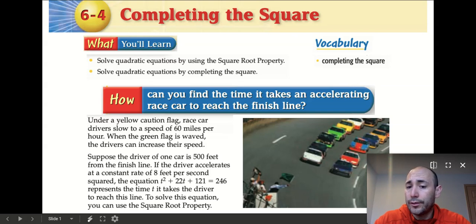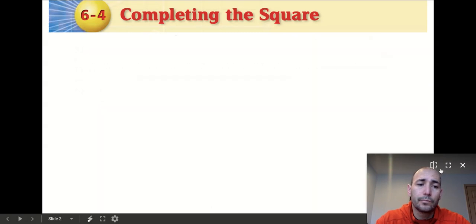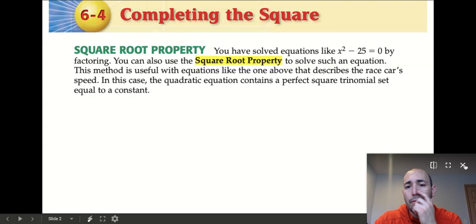To solve this equation, you can use the square root property. So what is the square root property? You've solved equations like x squared minus 25 equals 0 by factoring. You can also use the square root property to solve such an equation. This method is useful with equations like the one above that describes the race car's speed. In this case, the quadratic equation contains a perfect square trinomial set equal to a constant.